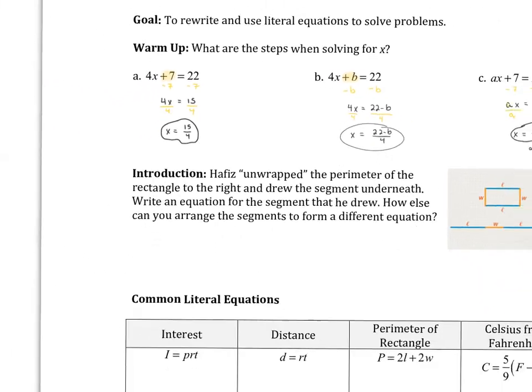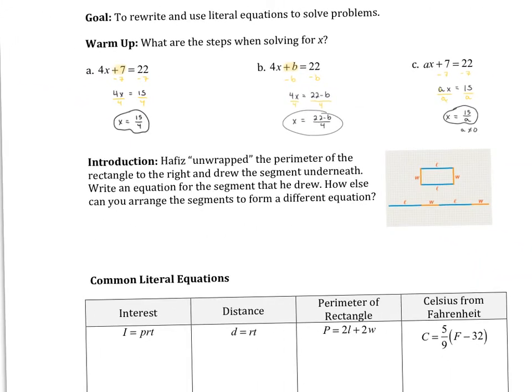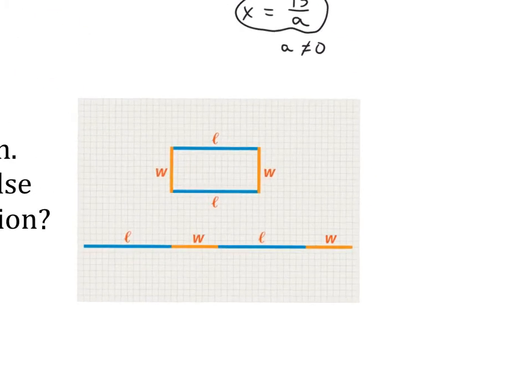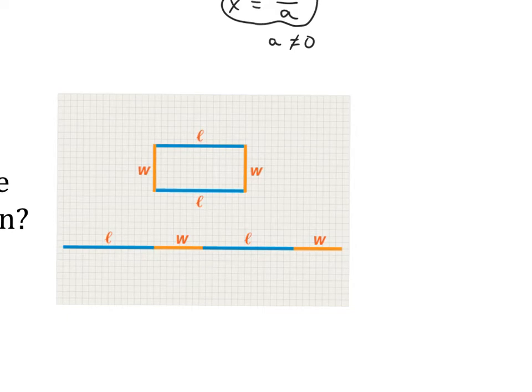So, by way of introduction here, our friend Hafiz McGillicuddy III, he unwrapped the perimeter. So here's the perimeter of a rectangle. Here's the perimeter, and all he did was unwrap it. So here's L, W, L, W, L, W, L, W. And then he just stretched it out, in other words, so that he could measure how far around this was.